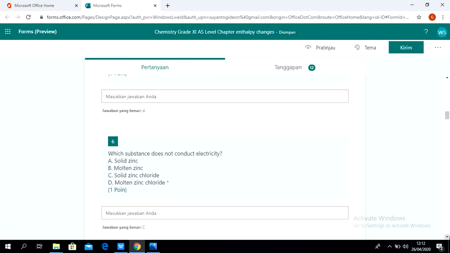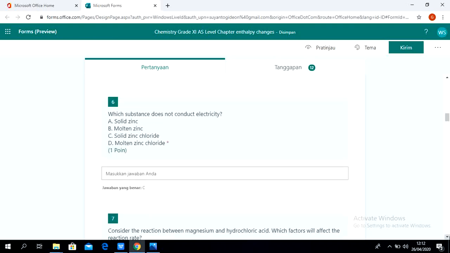Next question. Which substance does not conduct electricity? We know it has to be solid zinc chloride. Why? Because solid ionic compounds do not conduct electricity. Molten ionic compounds conduct electricity because the ions can move.